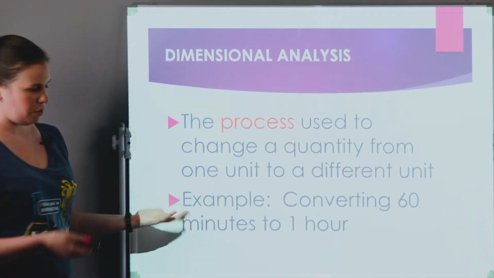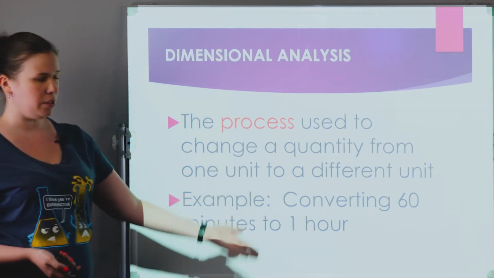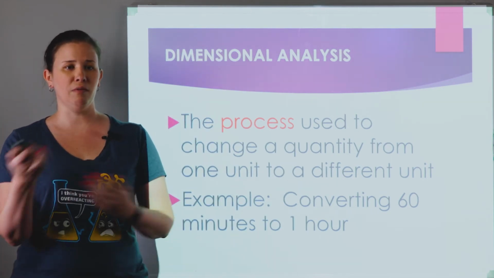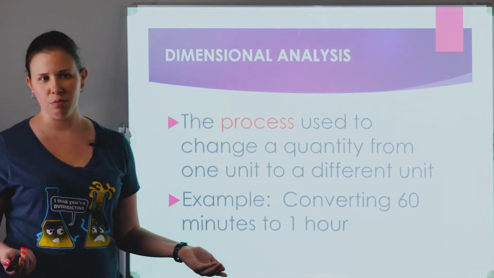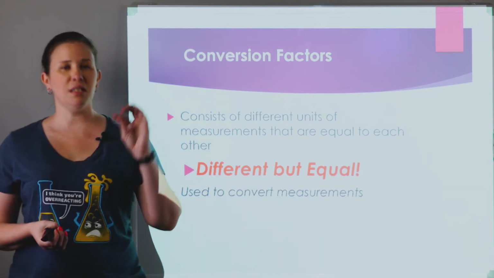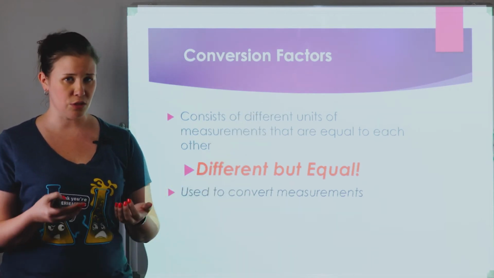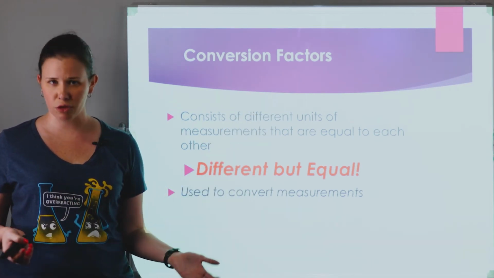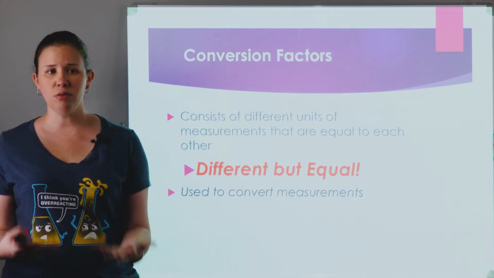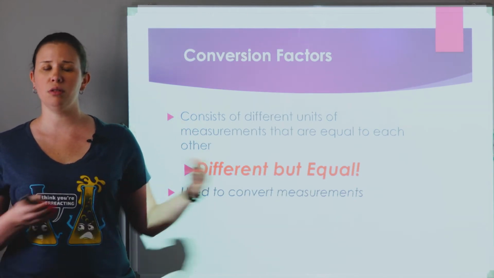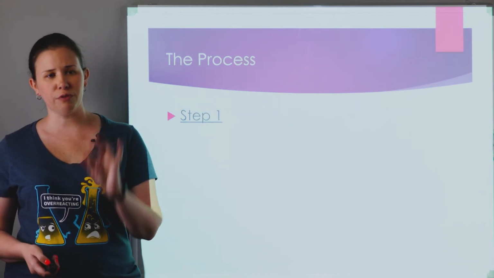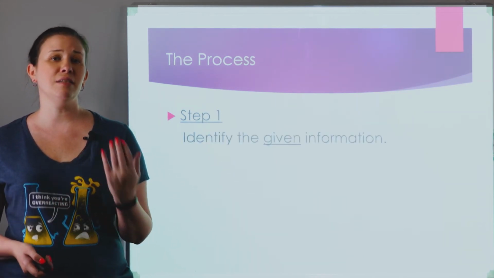In order to convert, here's another example, 60 minutes would be equal to 1 hour. We're going to actually be able to use these things that we know are equivalent to help convert other things to see what their equivalency would be. The key concept here is that your conversion factors use different units that are equal to each other. So for example, if you try to use a conversion factor that said 60 minutes was equal to 2 hours, of course you're going to get the wrong answer. You have to use different but equal measurements in order to convert some other units. So it's kind of a 4-step process. The very first thing that you want to do is identify the given information.